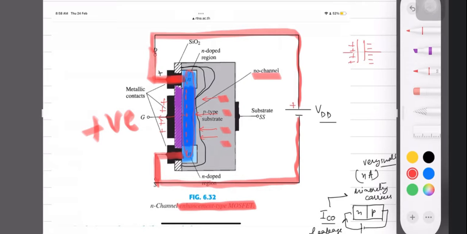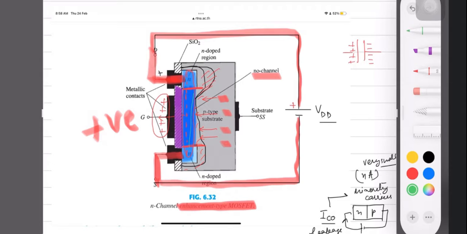this positive is going to, because ये डिप्लीशन लेयर खत्म होगी, हमें क्या मिल रहे हैं? इलेक्ट्रॉन्स मिल रहे हैं, यहां से खत्म होगी ना डिप्लीशन, राइट? बिकॉज यहां पे सप्लाई अप्लाई करके हमने यहां we have made a channel of electrons here, right? So there is flow of electrons.